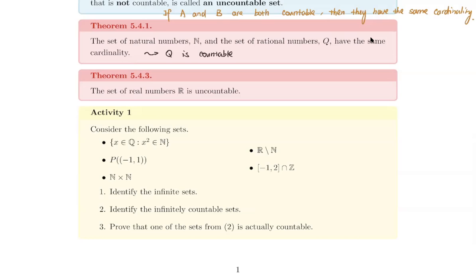Theorem 5.4.3 says that the set of real numbers R is uncountable. And you all remember how we proved this from the textbook? Exactly. The proof is called Cantor's diagonal argument. We don't have time to talk about this, but I really like the proof.